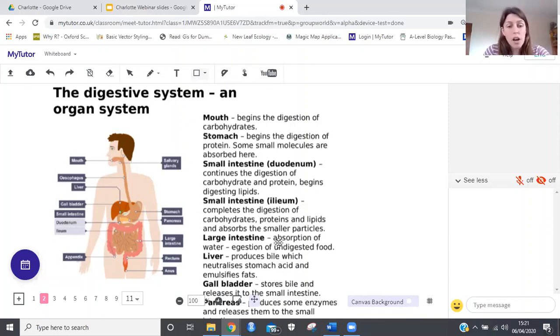In our large intestine, which is the next area, we have the absorption of water and then the elimination of undigested food. So that moves down to our rectum and our anus.